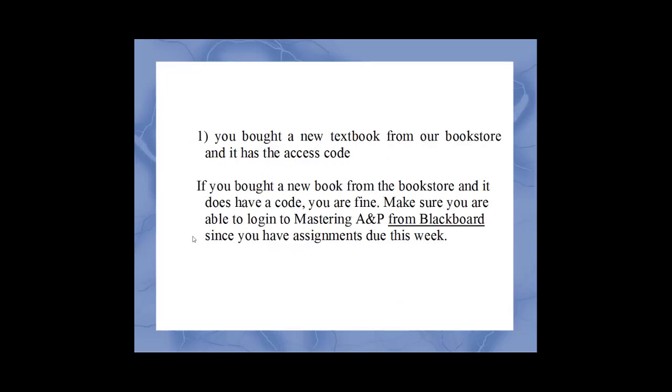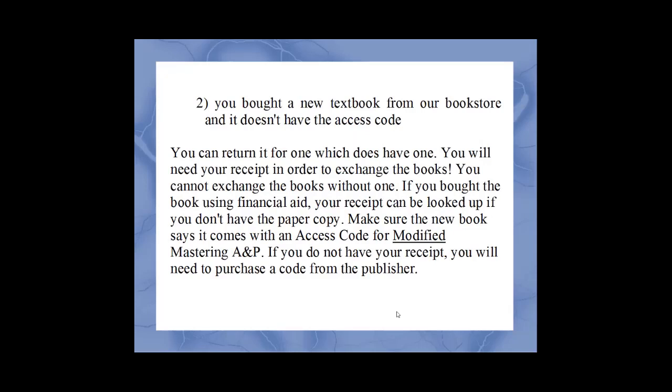First, if you bought the new textbook from our bookstore and it has the access code, then you are fine. You don't need to do anything. Just make sure that you're able to log in to Mastering A&P, but you log in from Blackboard. Do not go through the publisher's website. Log in from Blackboard, because all you need is the access code that's given to you within the book. If you don't log in from Blackboard directly, I won't see that you have completed the work. And if I don't see that you've done it, then I'm going to assume that you didn't, and you'll get a 0.